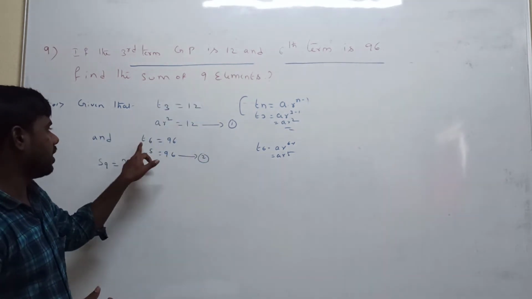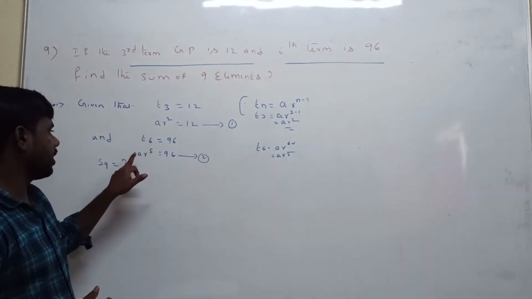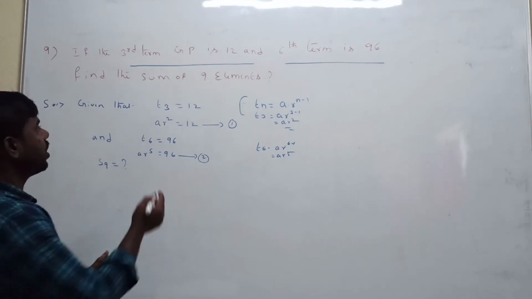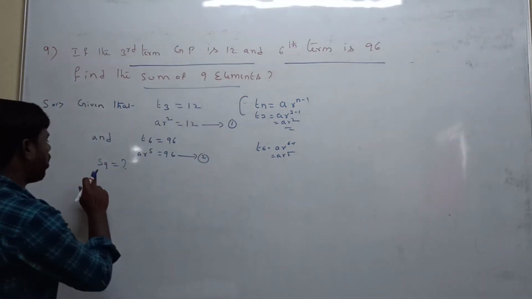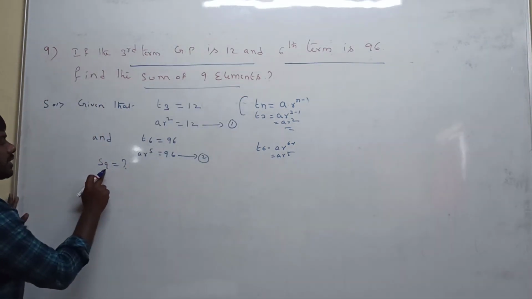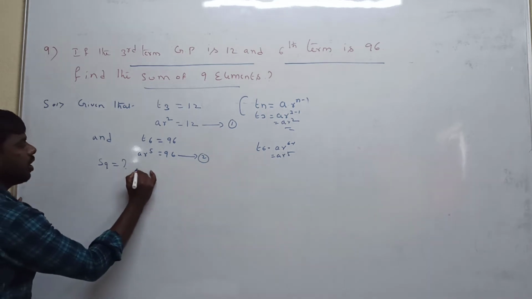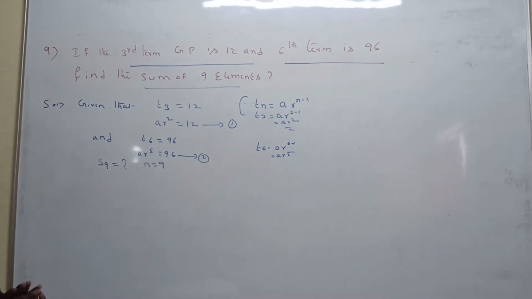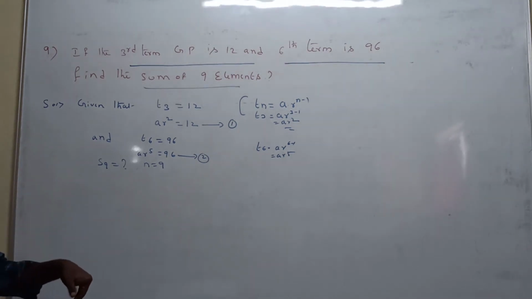The sixth term is given as 96. The sixth term can be written as a into r to the power of 5 is equal to 96. What they are asking is to calculate the sum of 9 elements, that means n is equal to 9. To calculate the sum of n elements, the a value and r value are required. How to find the a value and r value?